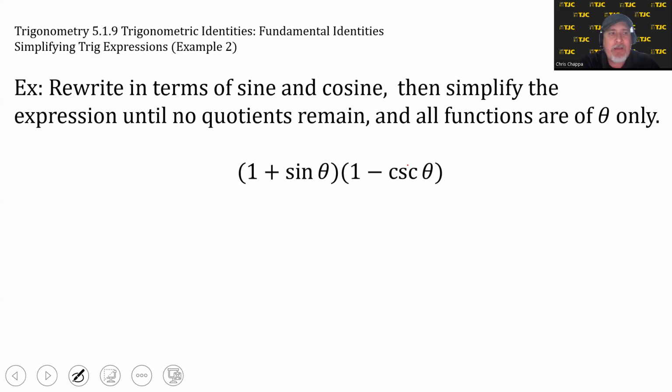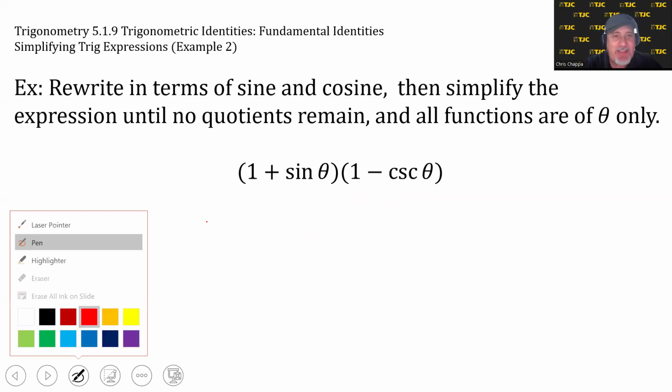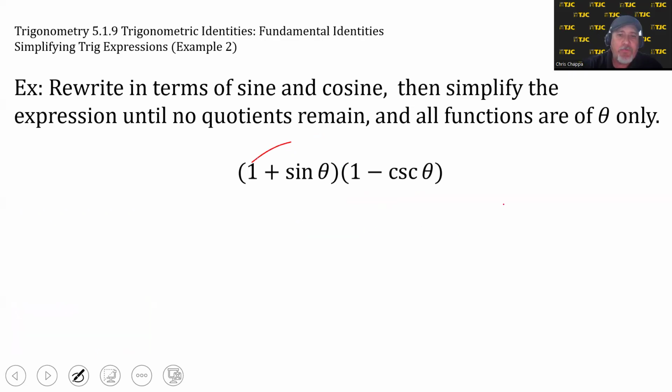Would I rather do algebra before I put a fraction in or after? I think I'd rather do the algebra before. So despite the fact that this says to rewrite in terms of sine and cosine, then simplify, I'm going to distribute first. So let's multiply this out and see what happens.